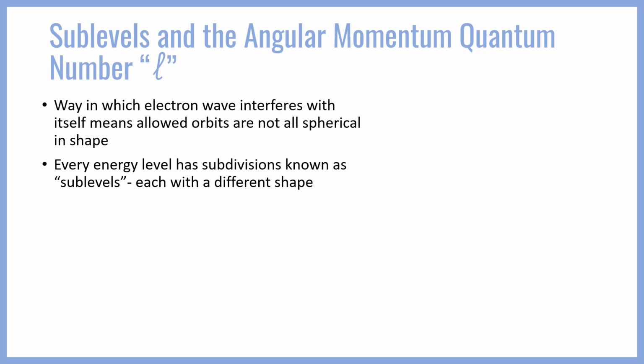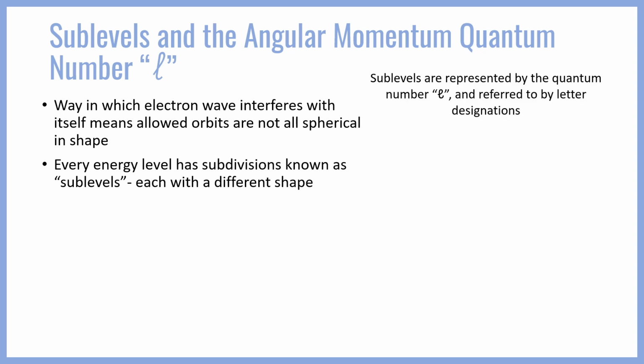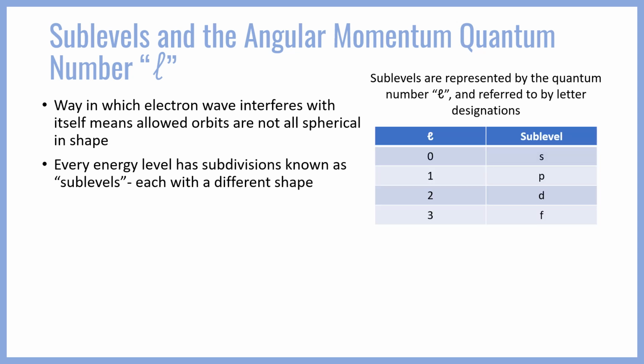Now, sublevels are identified, as I noted earlier, by their angular momentum quantum number, L, which can have any positive integer value, starting from 0 and going upwards. And the L is often represented as a script L, and the sublevels are often also referred to by letter designations rather than just their quantum number. And that's summarized here in this chart below.